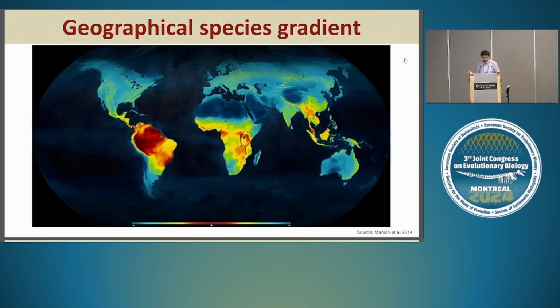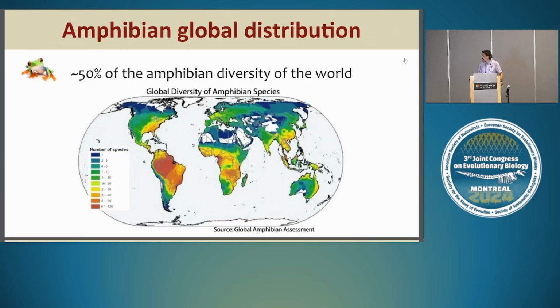As we've seen throughout the symposium, one of the main endeavors of evolutionary biologists is to explain the factors that are responsible for the unequal distribution of species. What you can see in the map is a heat map where warm colors depict species richness. This geographical species gradient was first described by Alexander von Humboldt even before Darwin, and we're still very interested in it. It occurs throughout vertebrate species, so amphibians are no exception to the rule.